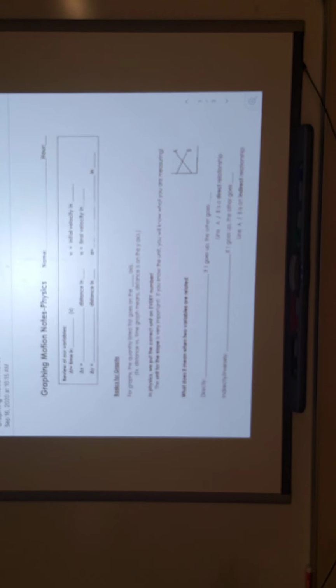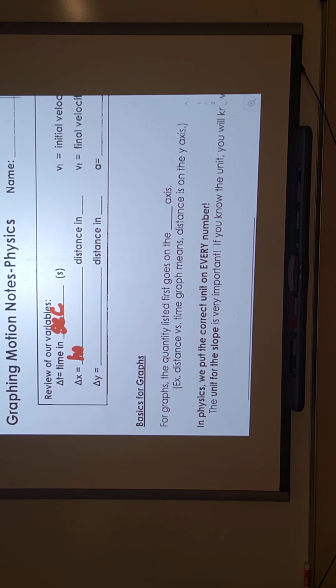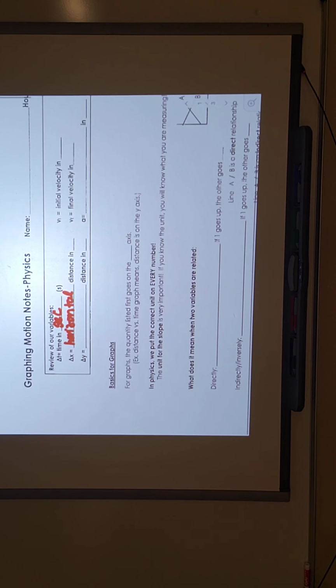Next week, we are going to actually get into the different equations that use these variables, so you need to know what they're measured in, the unit, and what they represent. So delta t always is time. It is measured in seconds. Delta x is the horizontal distance, and that distance is always measured in meters. X on a graph is horizontal, so delta x will be our horizontal distance. Delta y is vertical, so that will be the vertical distance, also measured in meters.